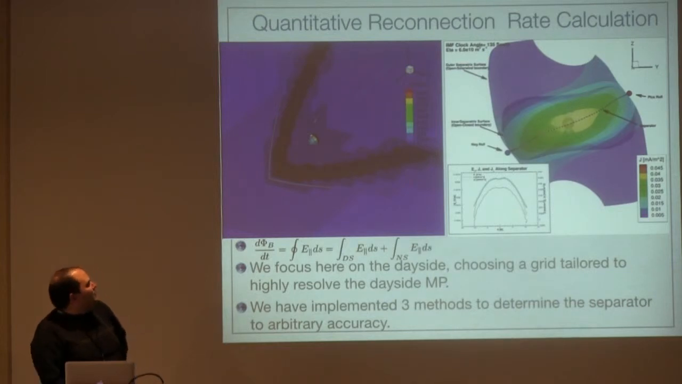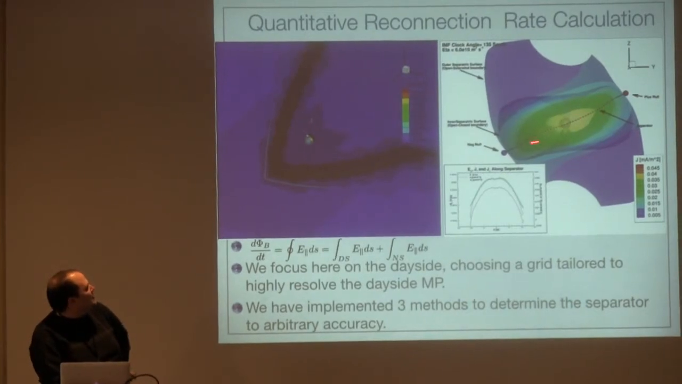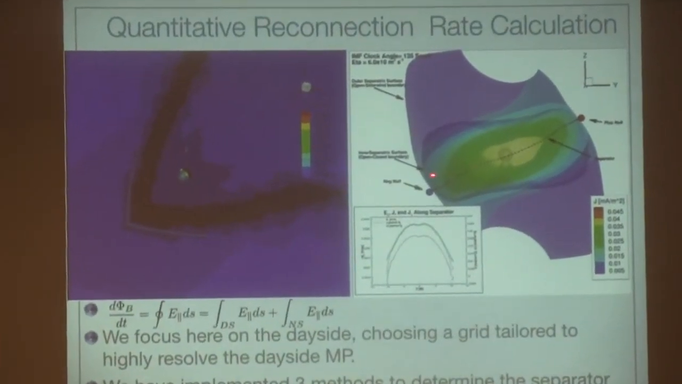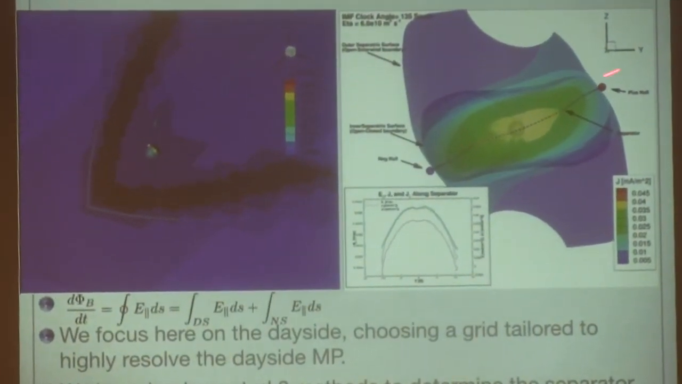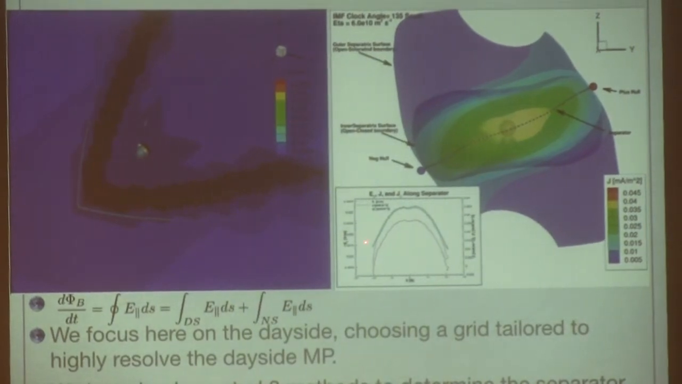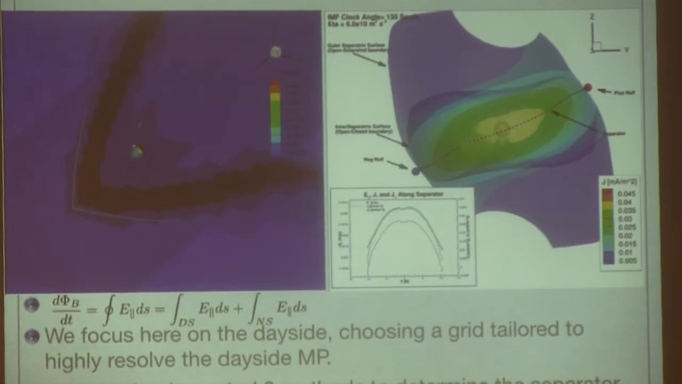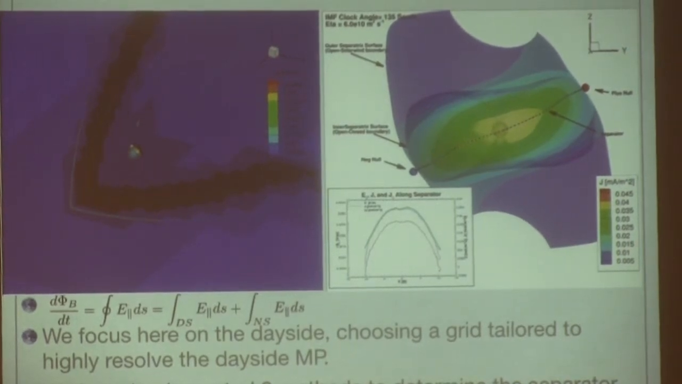So anyway, once you do that, you can calculate all sorts of nice things. This is what it looks like in 3D. You can calculate your outer separatrix surface. It's the boundary between open and solar wind. You can calculate to very high accuracy the open-closed boundary. You can find your nulls. You can find a nice separator between them. And you can extract E parallel, J parallel, J along the separator with no problem.